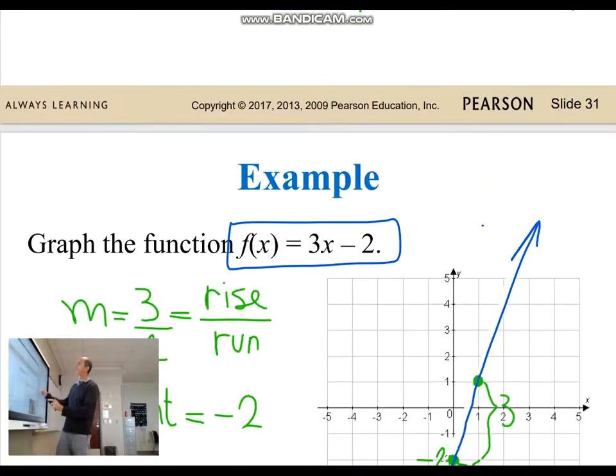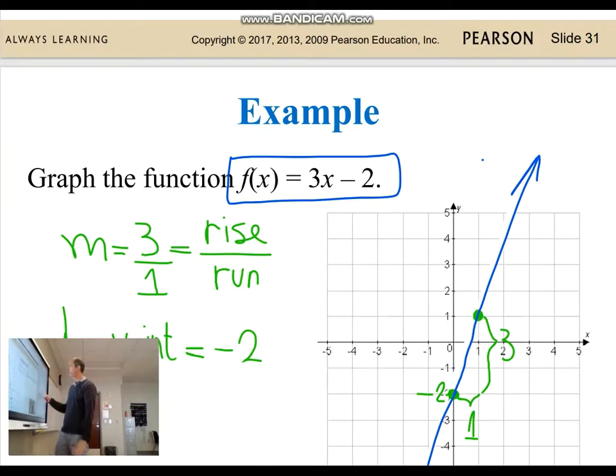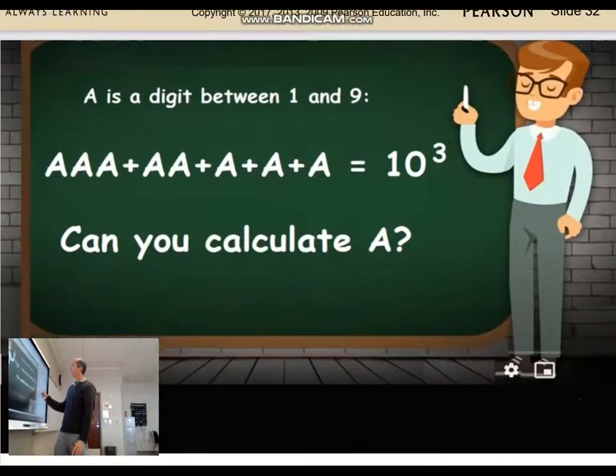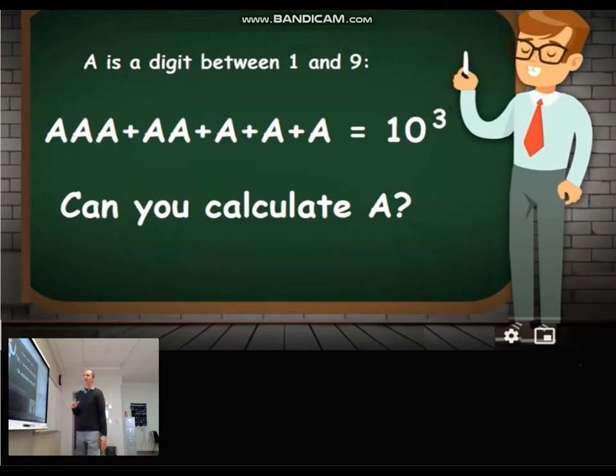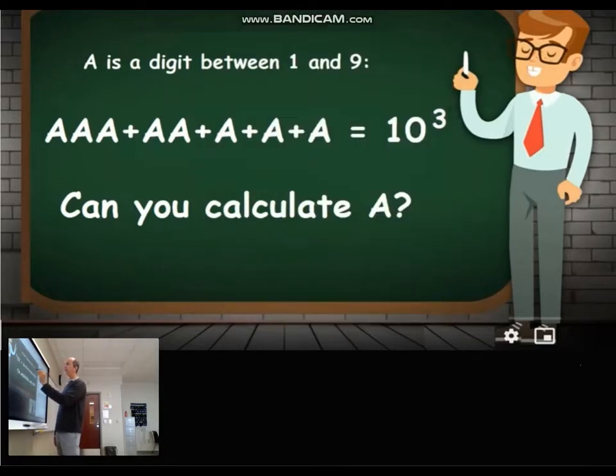We've been working now on section 3.2. And let's find out if we can answer this math puzzle here. Think about it. A plus AA plus A plus A plus A equals 1000, or 10 to the power of 3. You can try numbers. You can try 1, and then 2, and then 3, and check if they fit.